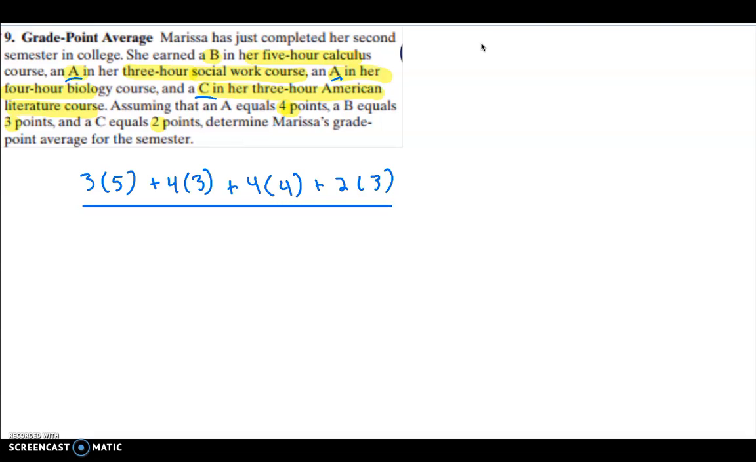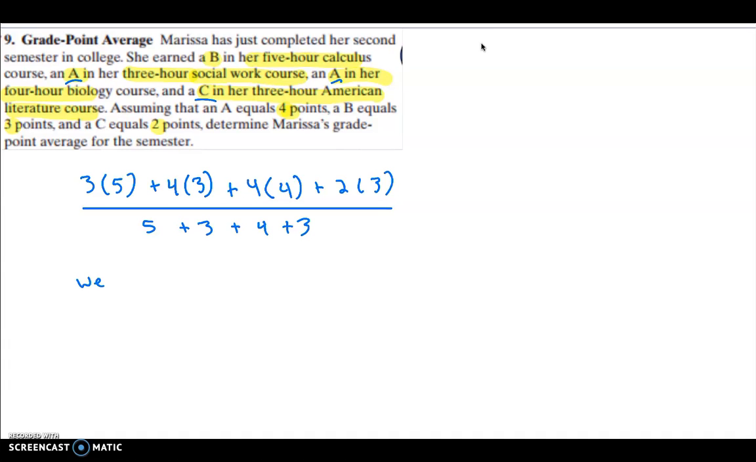Okay, and then we're going to divide all of this by the sum of the weights. So 5 plus 3 plus 4 plus 3. And I think I said that backwards in the beginning. The weights are going to be the credit hours, and the values are the grades.